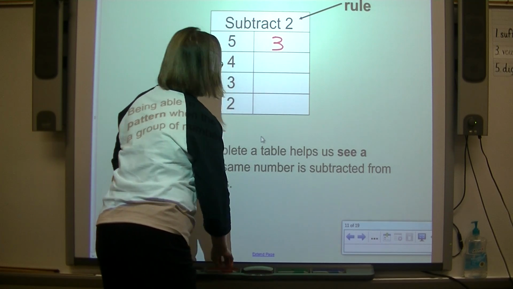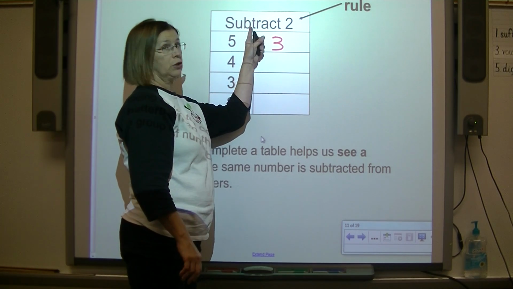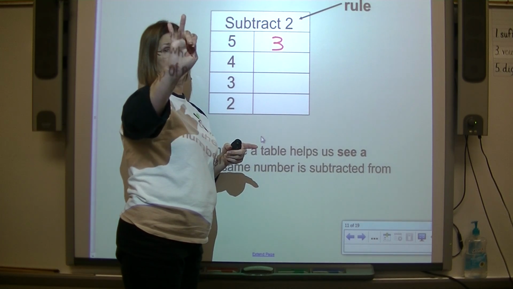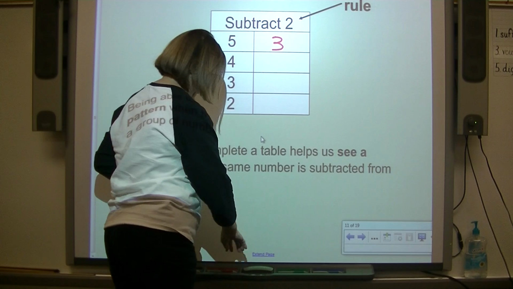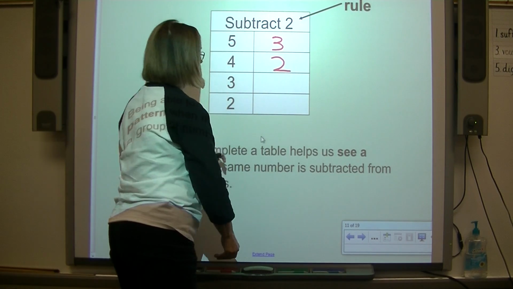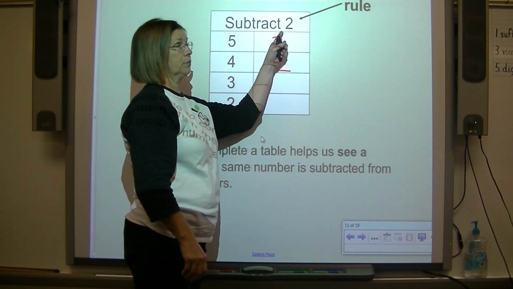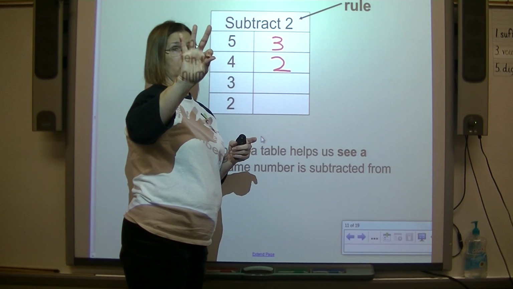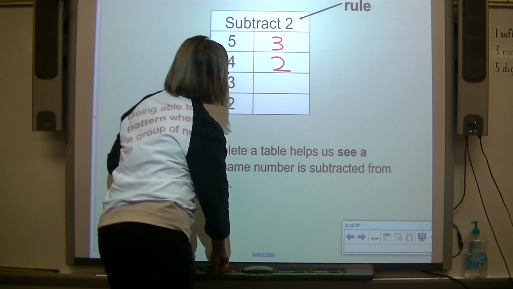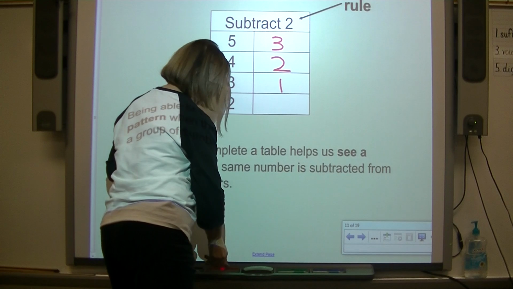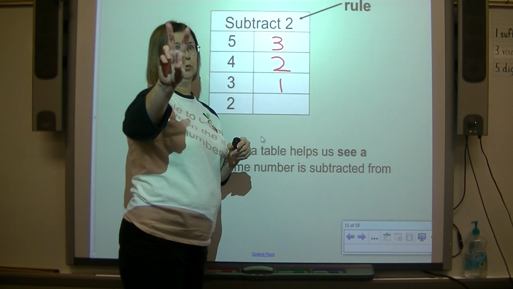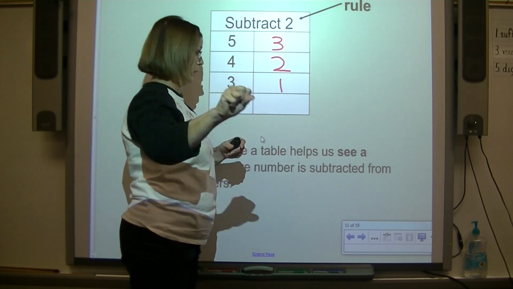All right. We have 4. We're going to subtract 2. Here we go. 4. Take away 1, 2. How many are left? 2. We have 3. We're going to subtract 2. Here's 3. Take away 2, 1, 2. What's left? 1. We have 2, we're going to subtract 2. 2, take away 2, 0.